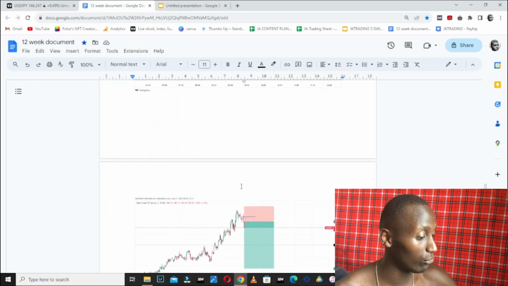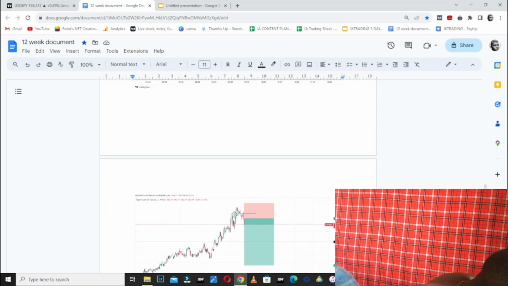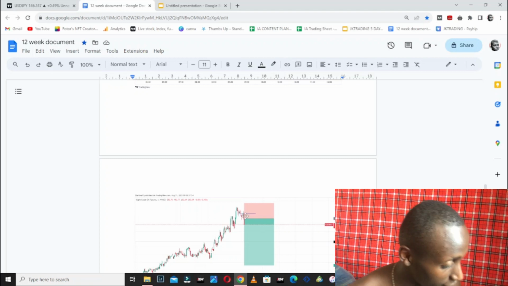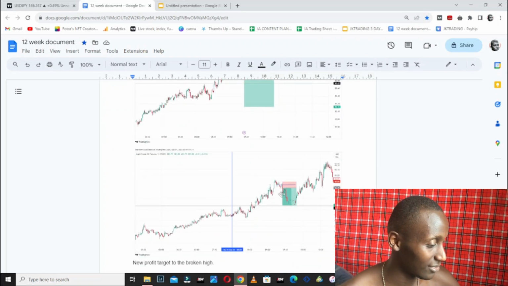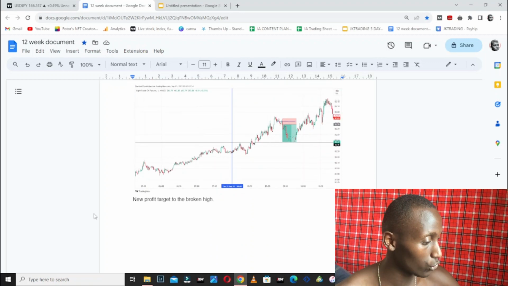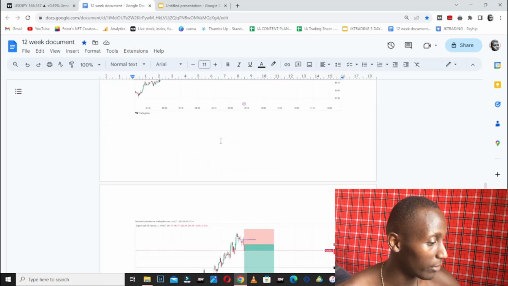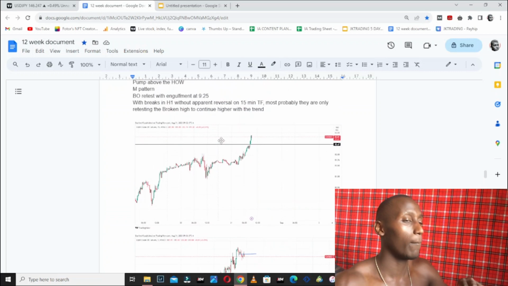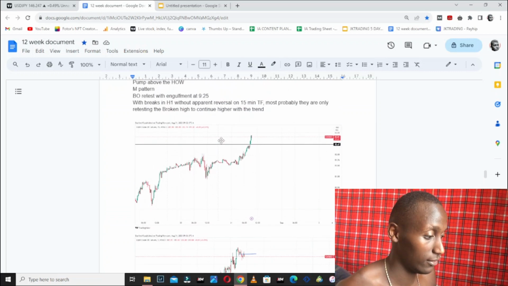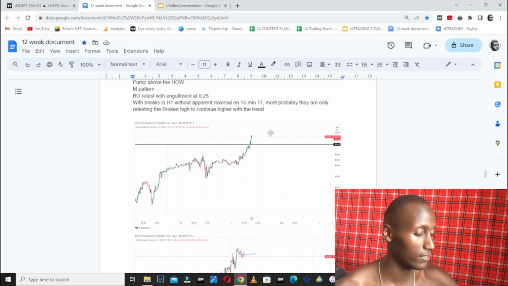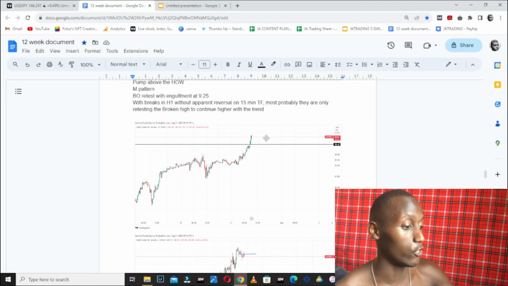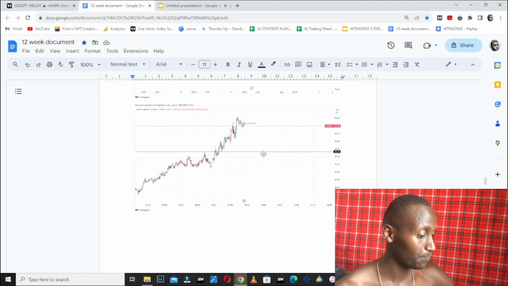Following the process, then we are looking for an M pattern. We got this M pattern here with the breaking structure, retest, and then we got the engulfment candle. And as you can see, we got a pretty nice trade setup there. Also, we learned that, of course, when you have a breakout without the big picture reversal pattern, then they might just be retesting that high to continue with the trend. So you must be willing to take money off the table, otherwise you will get stopped out.